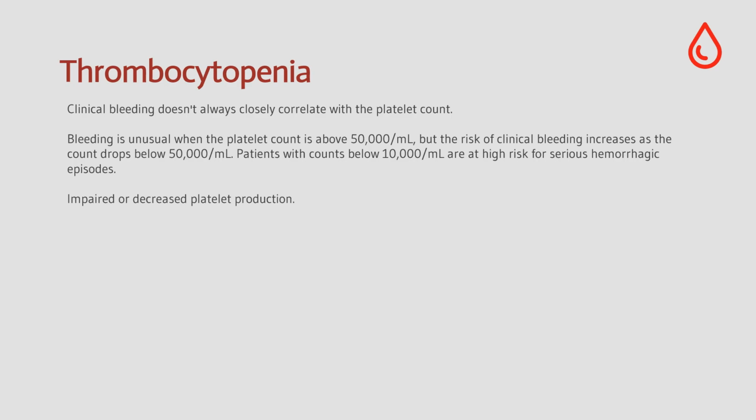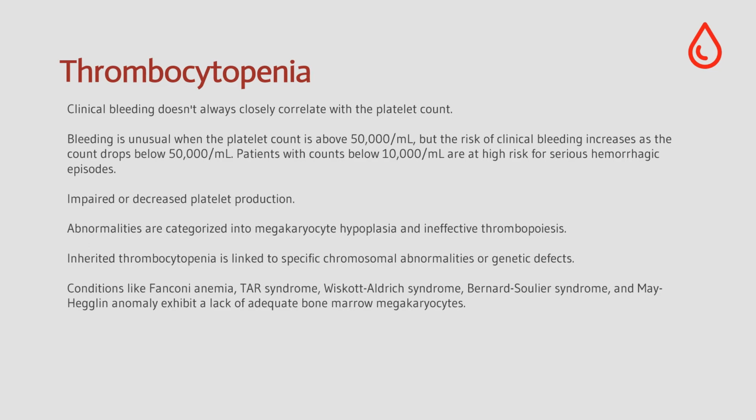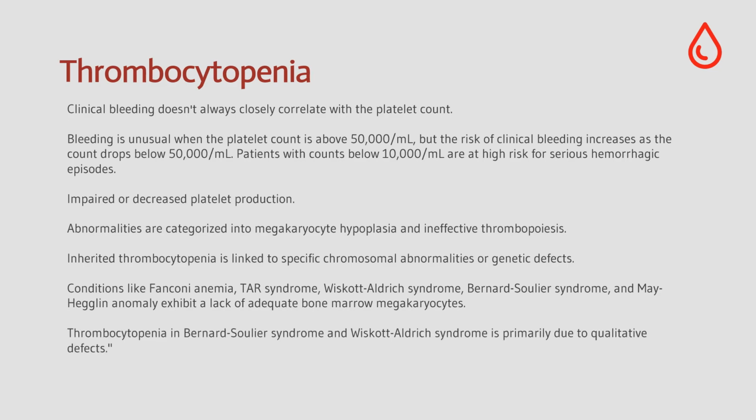Now, let's explore impaired or decreased platelet production. Abnormalities are categorized into megakaryocyte hypoplasia and ineffective thrombopoiesis. Inherited thrombocytopenia is linked to specific chromosomal abnormalities or genetic defects. Conditions like Fanconi anemia, TAR syndrome, Wiskott-Aldrich syndrome, Bernard-Soulier syndrome, and May-Hegglin anomaly exhibit a lack of adequate bone marrow megakaryocytes. Thrombocytopenia in Bernard-Soulier syndrome and Wiskott-Aldrich syndrome is primarily due to qualitative defects.